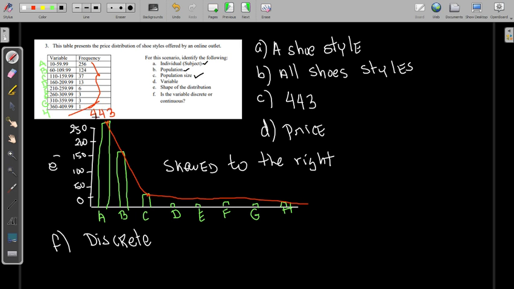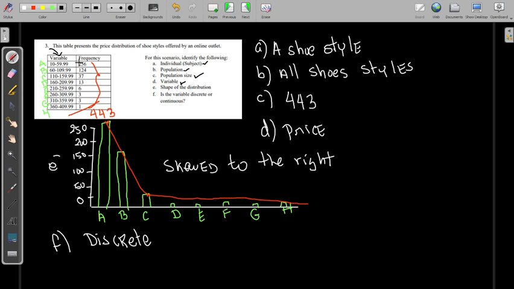So if you look at the variable, what is each individual shoe style providing? They are providing the price. The price, so that's what we are collecting. So this table is about the price. If you look at the top here, where it says variable, there's the price.